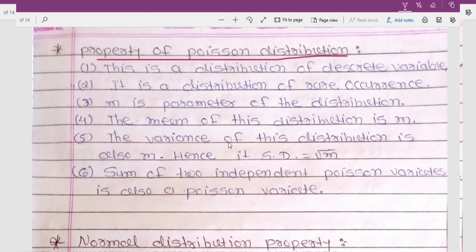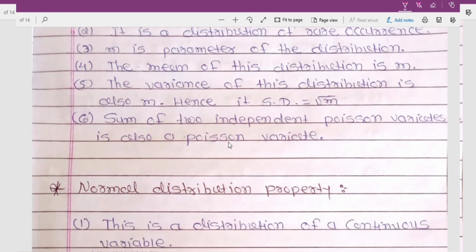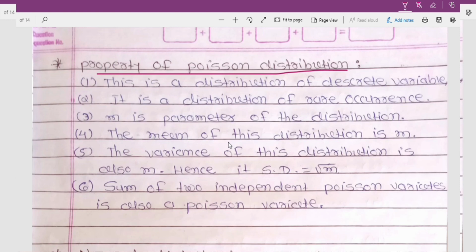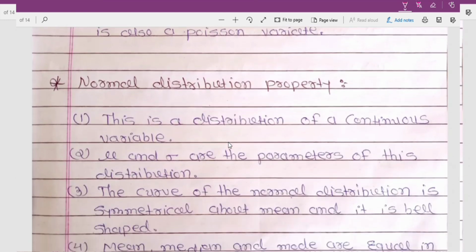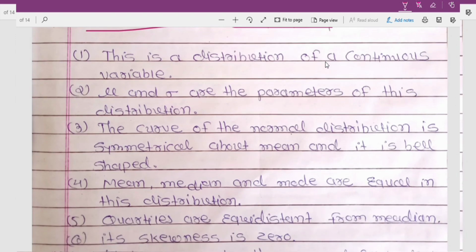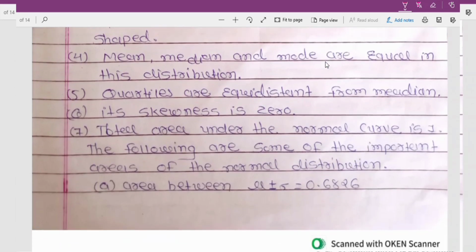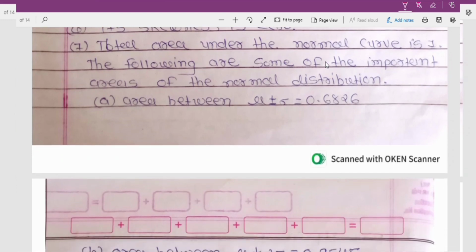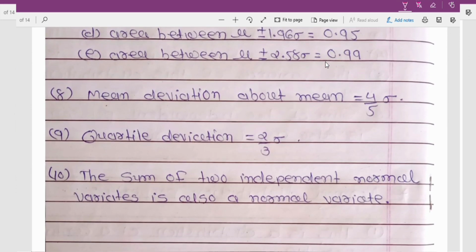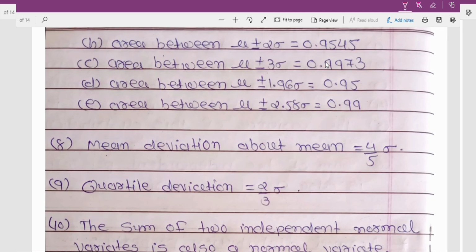Properties of Poisson distribution, we can see on the page, and then we can see the normal distribution properties. Normal distribution properties are given on this page one by one. You can see this page and write this in your notebook.